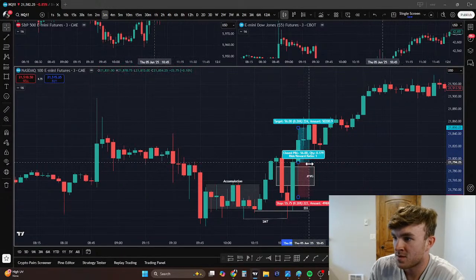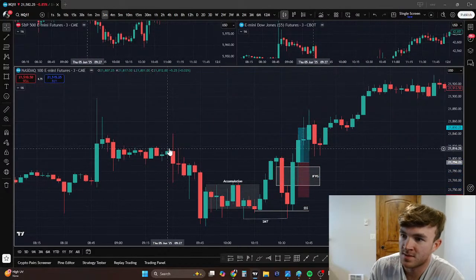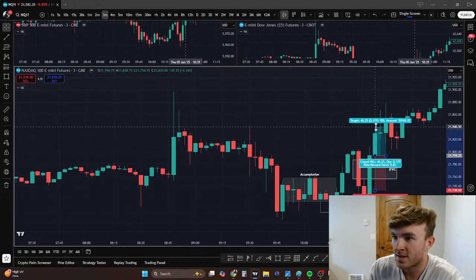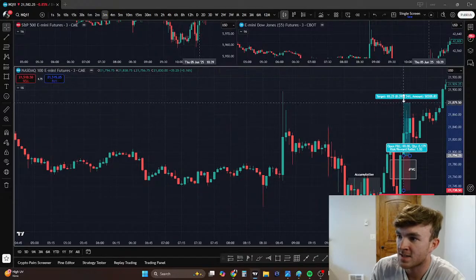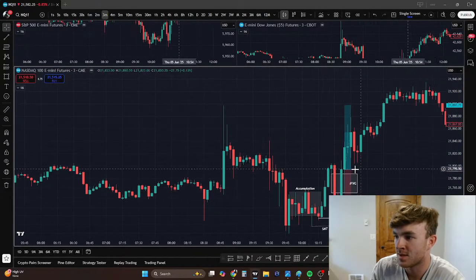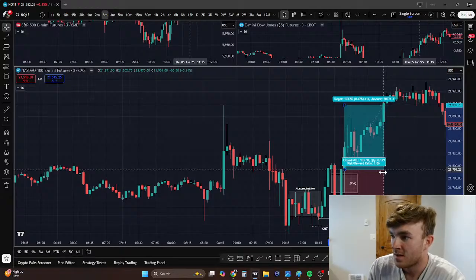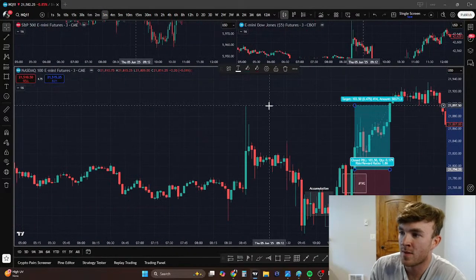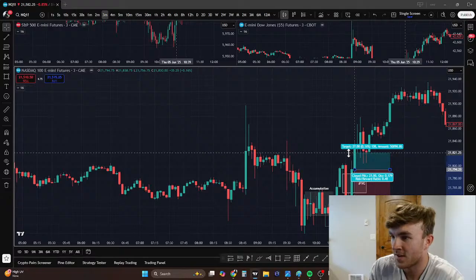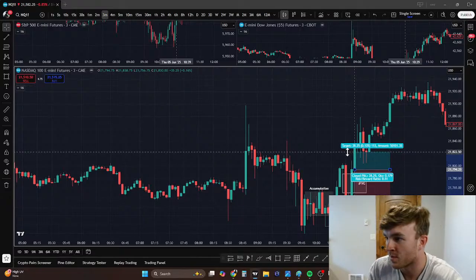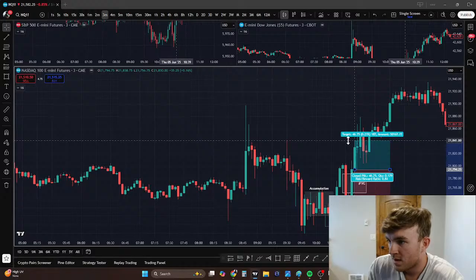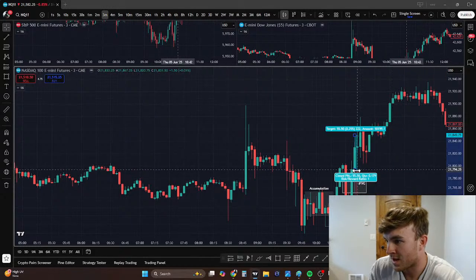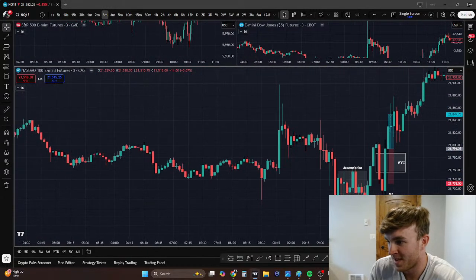Maybe you could just target 1-to-1. I don't know. It's not super obvious, because if I target this high, now the RR is only 0.8. And if I target this high, I think that's a little bit of a stretch. I mean, it ended up working out, but it's just a random high away from everything else. I personally wouldn't target it. And if I target this accumulation range, now the RR is only 0.5. So if I was to take this, it'd probably have to be just 1-to-1. But I don't know. That is exactly why I didn't take it.